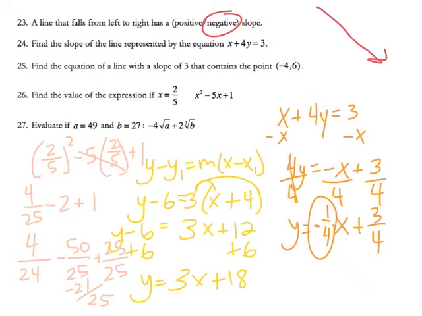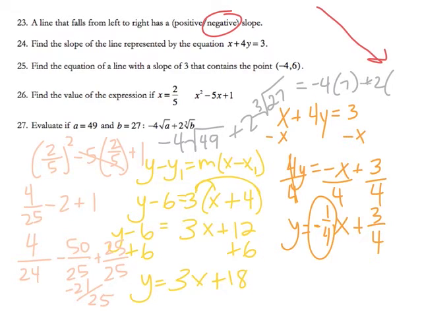Okay, and actually, since I'm really not interested in making another slide for just one problem, let's go ahead and do this one with the radicals, the square roots and stuff right here. So negative 4 times the square root of a, which is 49, plus 2 times the cube root of b, which is 27. Well, that's negative 4 times 7, plus 2 times cube root, remember, is what to the third power equals that? So the cube root of 27 is 3. So negative 28 plus 6 is negative 22. So you should get negative 22 for number 27.